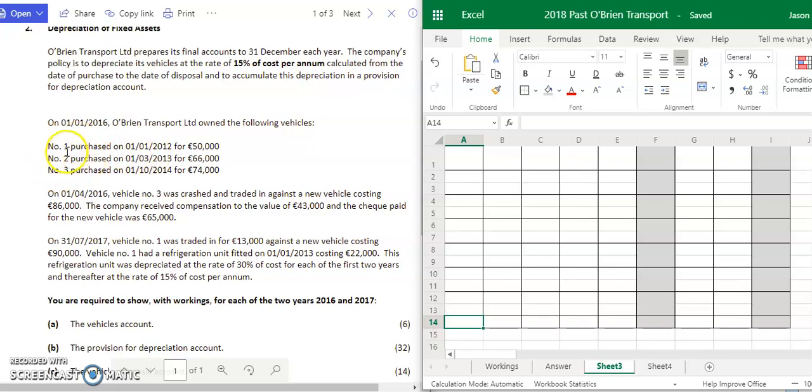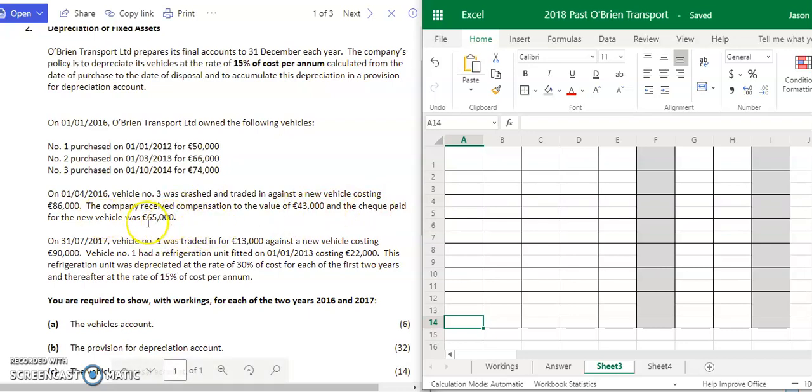It's given us a list here of vehicles, so 1, 2, 3, when we purchased them. So we purchased them at the start of 2012, the third month in 2013, and the 10th month in 2014, and it's given us the value for each one. As we read down, it tells us in the question that vehicle number 3 in 2016 was crashed and traded against a new vehicle costing 86. So that's vehicle number 4. That's going to cost us 86,000. It received compensation of 43,000 and a check was paid for 65.